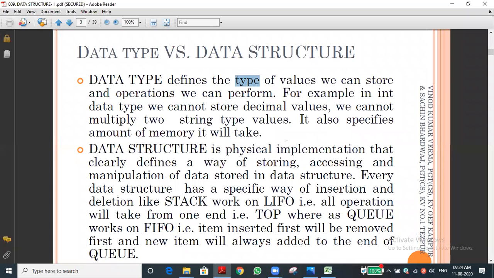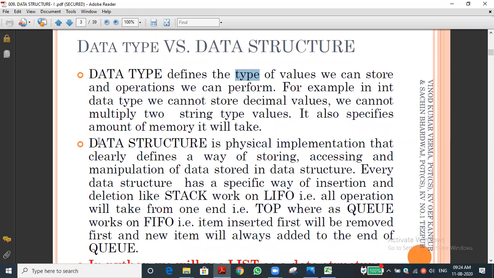And data structure, this is the important thing. A data structure is a physical implementation that clearly defines a way of storing, accessing, and manipulating data stored in the data structure. This is the definition for data structure. What was the previous one we discussed? Can you say?